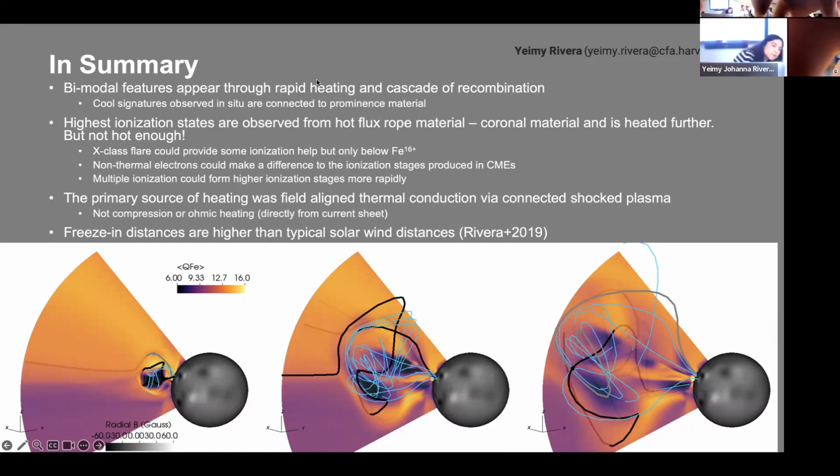You said that photoionization wouldn't drive iron up beyond iron 16 plus. Was that just that you didn't see it in the simulation, or is there some physical forbiddenness?